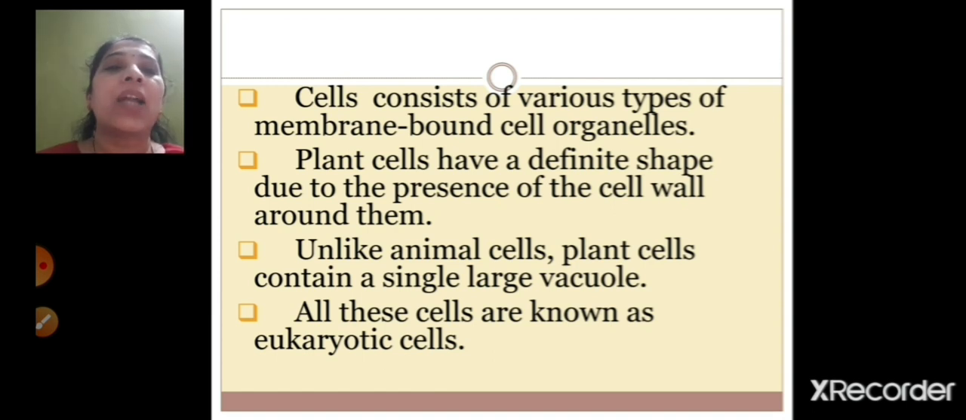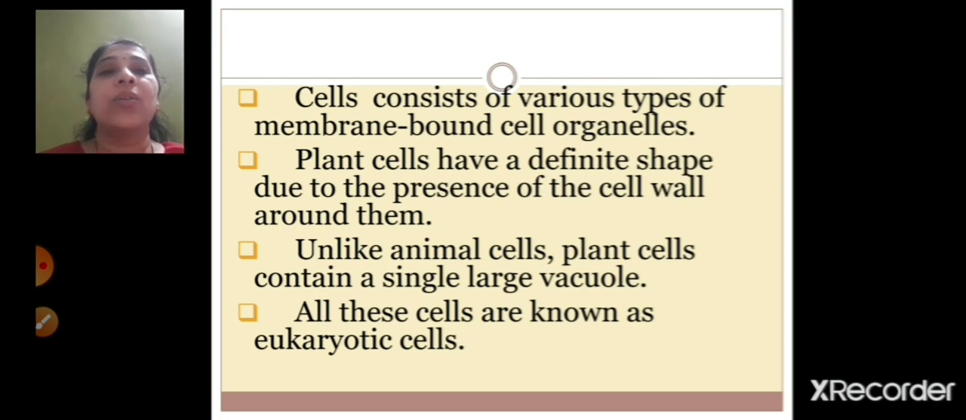All these cells are known as eukaryotic cells. So whatever cells are present in the animal cell and in the plant cell, they are called eukaryotic cells. Now what are eukaryotic cells, children? As I showed you, there is a nucleus present in both animal cell and plant cell. So wherever the nucleus is present, that means it is a eukaryotic cell. So your plant cell and animal cells are called eukaryotic cells because they contain a nucleus, right, children?